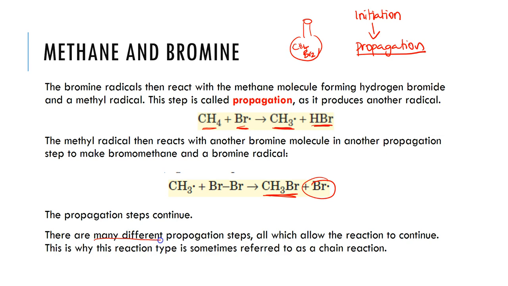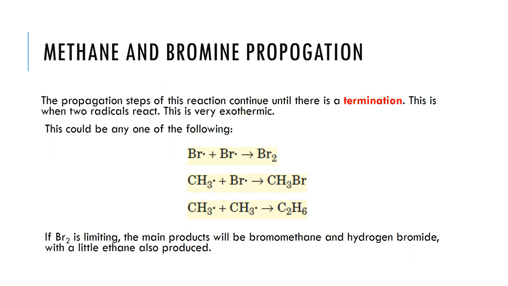So there are many different propagation steps. In exam questions, they usually ask you to provide two, which allows the generation of the radicals to continue. So now we've had initiation, we've had propagation, and there are multiple ways this can happen in one flask.